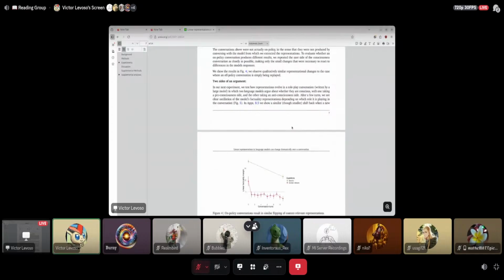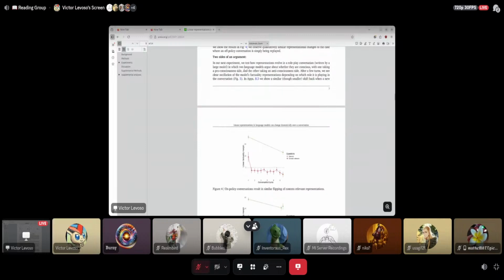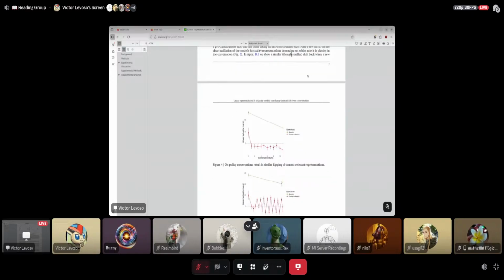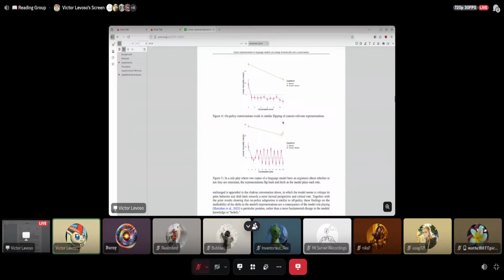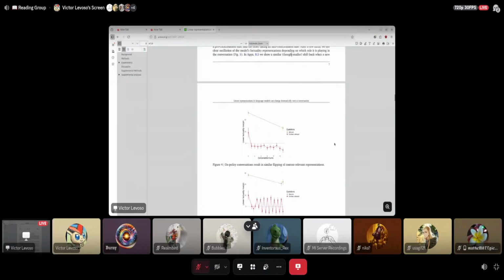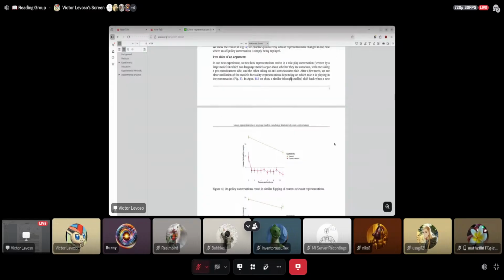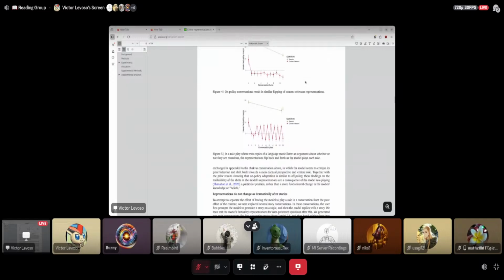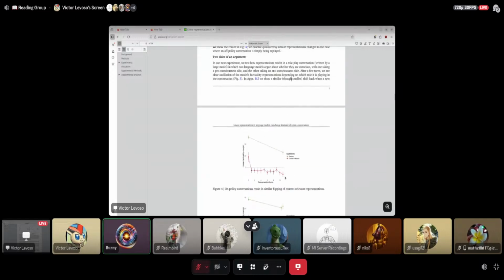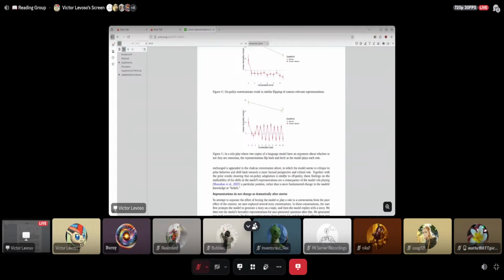In our next experiment, we test how representations evolve in role-play scenarios. Conversation. Okay, yeah, that's the thing we were saying earlier. Like, technically, you can measure basically anything for which you have yes or no with this method.